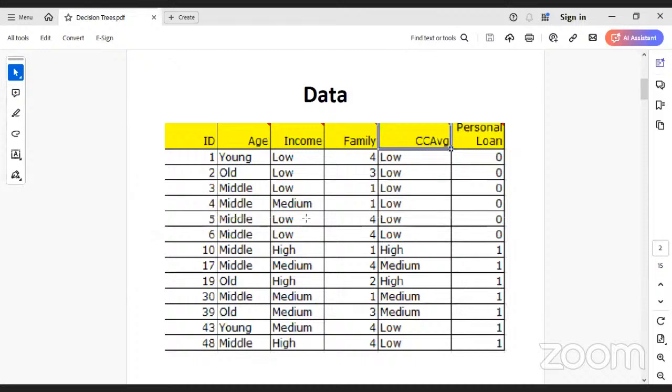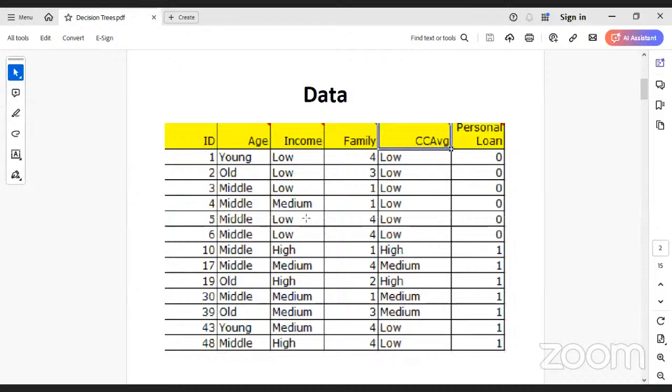Coming to the segregation of the columns, from ID to CC average, that is ID, age, income, family, CC average, they are the independent attributes. And personal loan is the dependent attribute. So we have 5 independent attributes and 1 dependent attribute. This is how the data is spread.